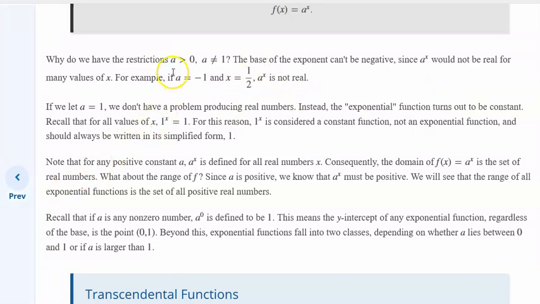So in summary, our base, a, has to be greater than 0. That is, you can't have negative values. And a, that base, cannot equal 1, because if it were, then all of the powers of 1 always end up being 1. And the other thing to remember is that a to the 0 power, any base except 0 itself, to the 0 power is defined as 1. All right, let's go on.